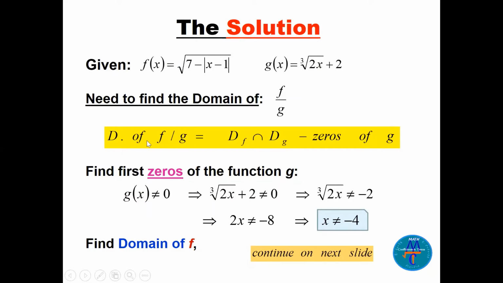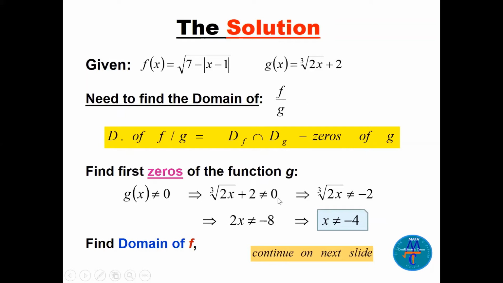So we say the domain of f over g equals domain of f intersection domain of g minus the zeros of g. Let's find first the zeros of the function g. What will make the function g equal to 0? So we write g of x cannot be 0. Cube root of 2x plus 2 cannot be 0.